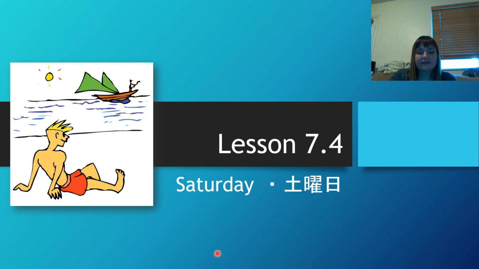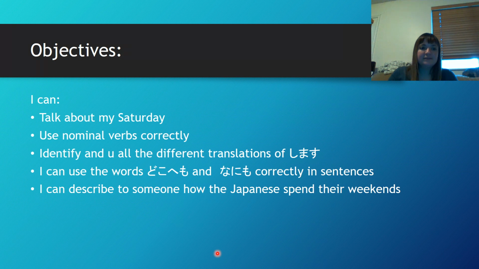But today's lesson is titled Doyobi desu. So our objectives are that you will be able to talk about your Saturdays, like what you do on Saturday. That you'll be able to use nominal verbs correctly. Okay, and we'll talk about what those are. We've talked about them a little bit, but we're going to review that. We'll be able to use all the different translations of shimasu. So we're going to talk about how shimasu has multiple meanings, and that you can use the words dokoemo and nanimo correctly in sentences. Okay, and finally, that you can describe to someone how the Japanese spend their weekends.